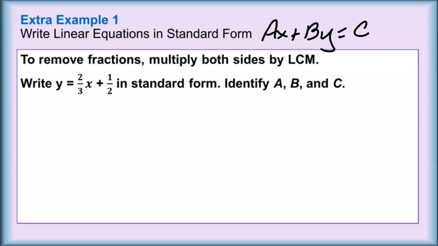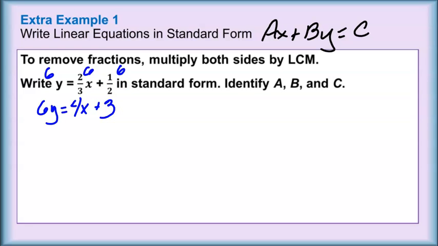So if we have fractions involved, we need to remove those fractions by multiplying by the least common multiple in the denominator. So in our example here, we have y equals 2/3 x plus 1/2. If I look at the denominators 3 and 2, the least common multiple of 3 and 2 is 6. So if I multiply every part by 6, I can remove the fraction. So 6 times y is 6y equals 6 times 2 is 12. 12 divided by 3 is 4. 4 times x is 4x plus half of 6 is 3.